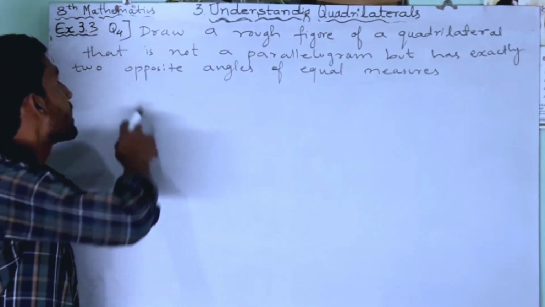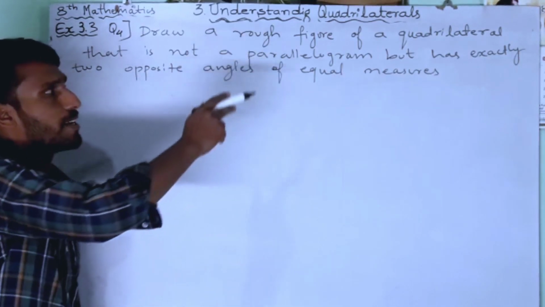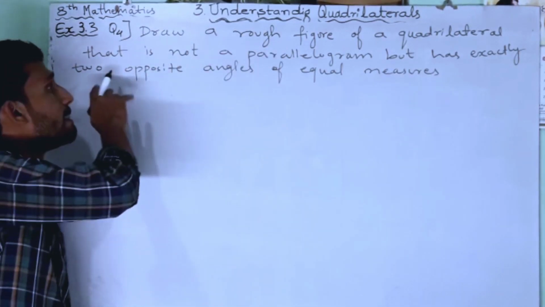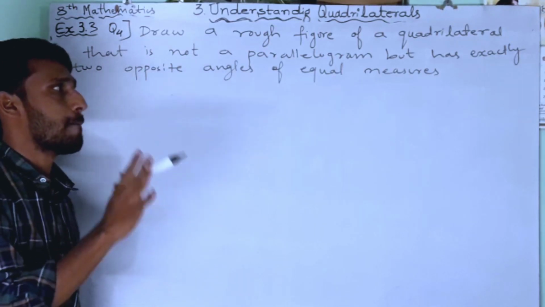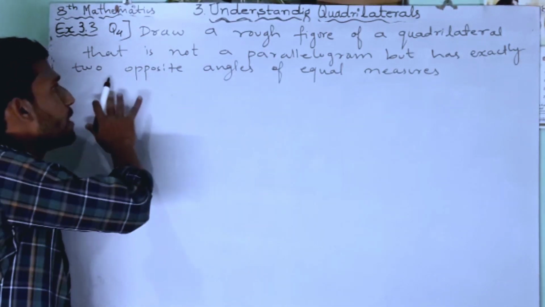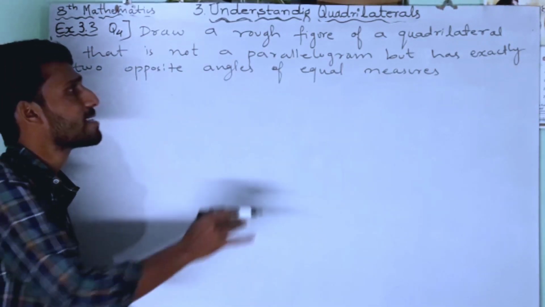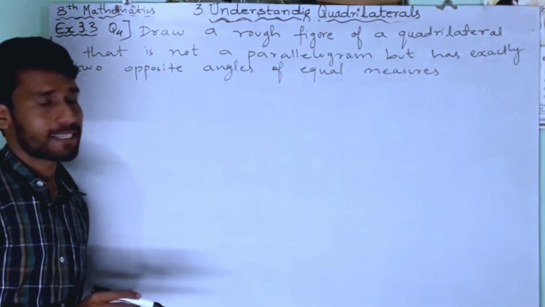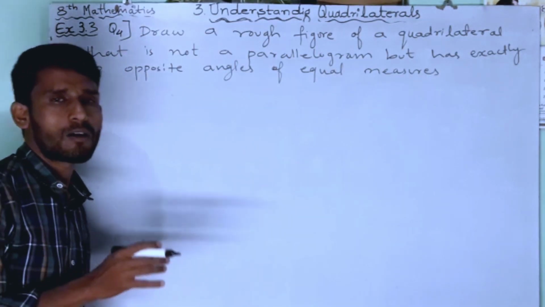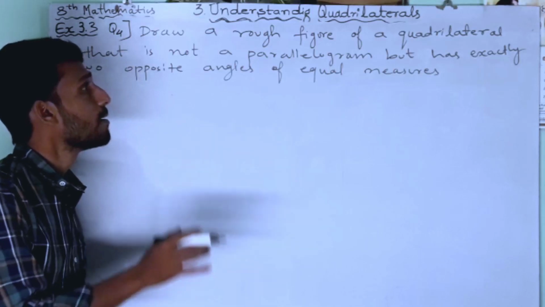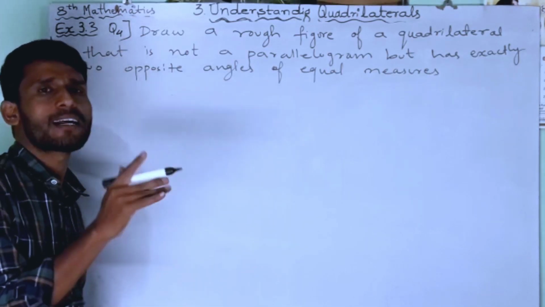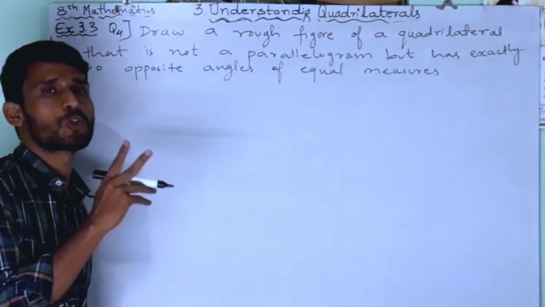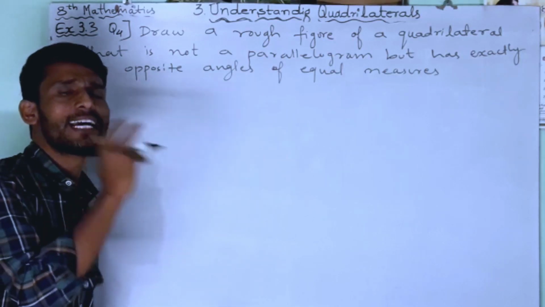Okay, dear student, next I am taking question number 4 in exercise 3.3. Draw a rough figure of a quadrilateral that is not a parallelogram but has exactly two opposite angles of equal measures. We have to draw one figure, a quadrilateral that is not a parallelogram but has two opposite angles that are exactly equal.